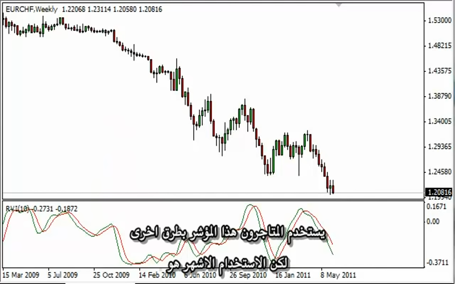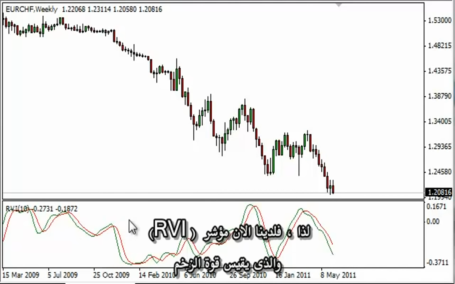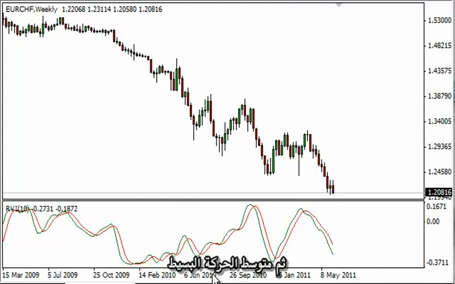And there are some different ways that traders use this indicator, but the most common is they will throw a simple moving average on the window as well. So you have the RVI, which measures the strength, and then you have the simple moving average. And quite often what traders will do is they'll use it as a crossover system.